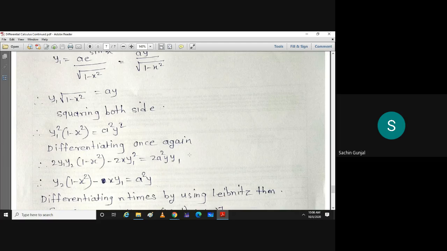Now, what is common everywhere? 2 y1 is there in each term, which you can cancel. So it becomes y2 into 1 minus x square minus x y1 equal to a square y. Any doubt up to this step? Just note it down. Copy it fast.